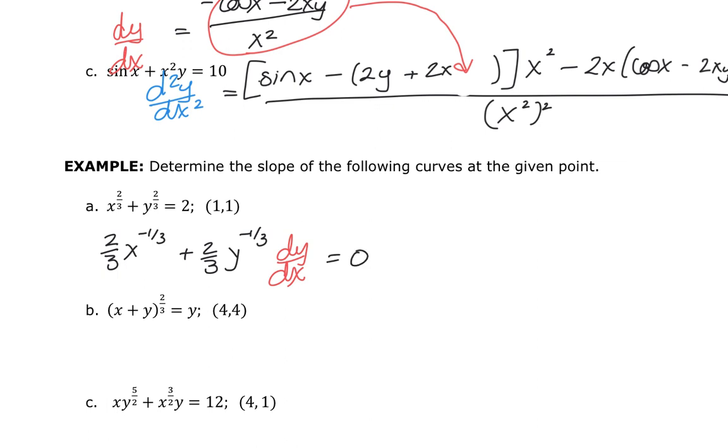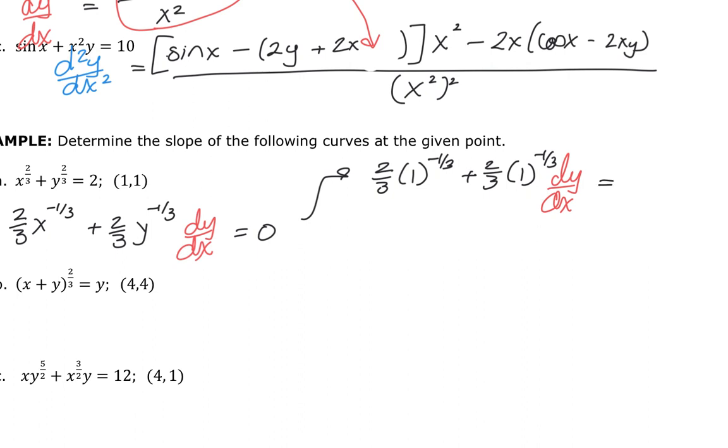And I am not going to simplify this. I'm just going to go ahead and put in 1 in the appropriate places. And so I'm going to have 2/3 1 raised to the negative 1/3 plus 2/3 1 raised to the negative 1/3 multiplied by dy/dx. And this equals 0. Solving for dy/dx, because that's all they want me to do. So dy/dx evaluated at (1, 1) is going to be equal to, if I subtract 2/3 and then divide by 2/3, I'm going to get -1, and this is my final answer.